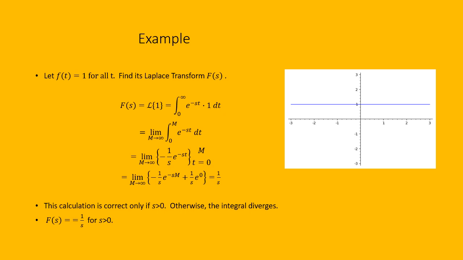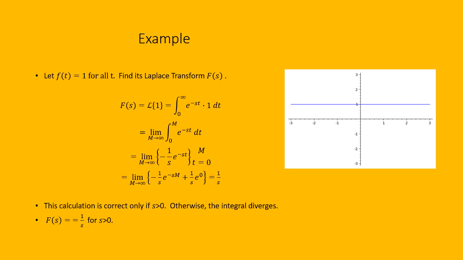Here we have an improper integral going from 0 to infinity. We'll replace that with an integral going from 0 to m and take the limit of that as m goes to infinity. Now, an antiderivative of e to the minus st is minus 1 over s e to the minus st. So using the fundamental theorem of calculus, we evaluate this antiderivative at t equals 0 and at m, and then subtract. And once we do that, we'll take the limit as m goes to infinity.